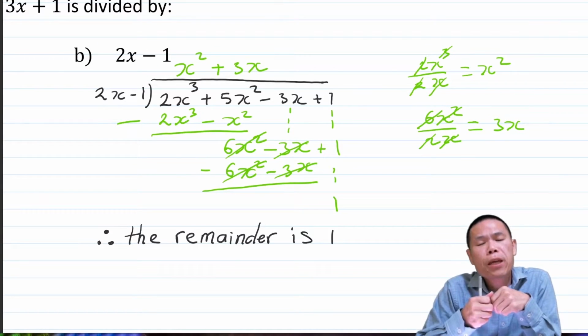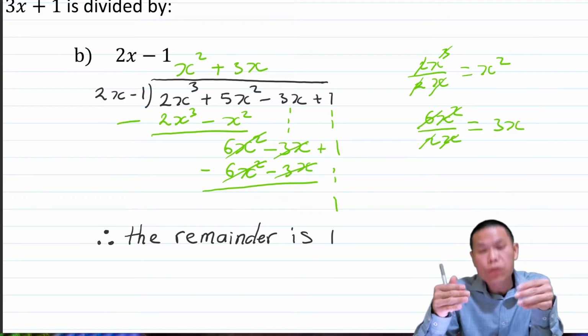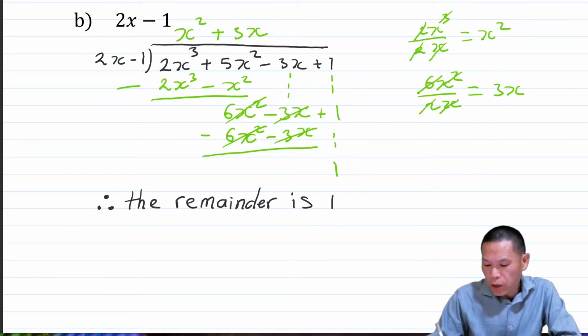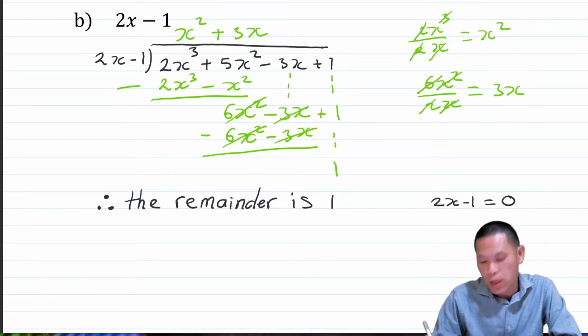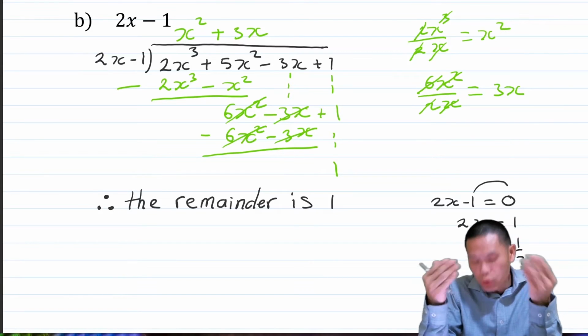To use the remainder theorem to work out the remainder, all we need to do is find p of a half. So how do I get p of a half? If you think about it, 2x minus 1 is equal to 0. So we just move this to that side. So 2x is 1, so x is a half. So therefore, we just need to find p of a half, and we should get 1.